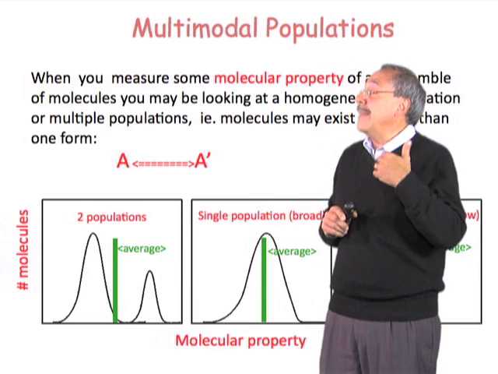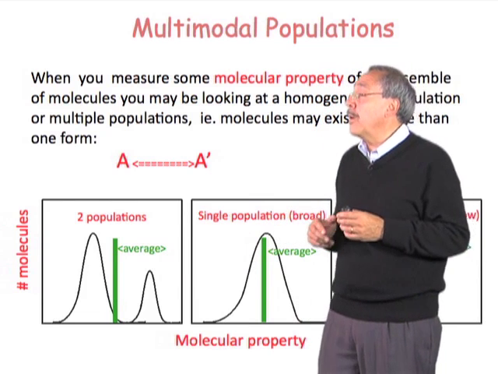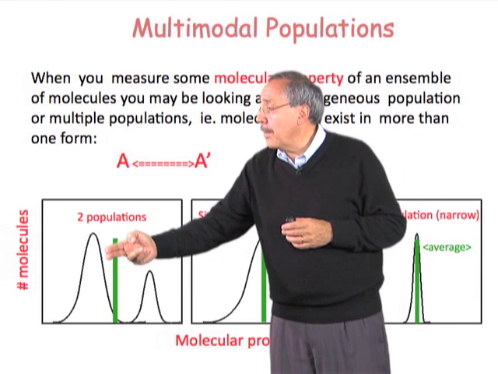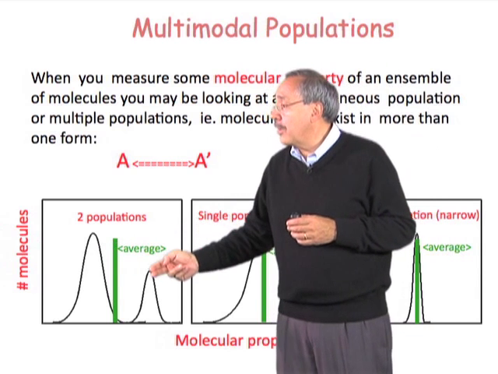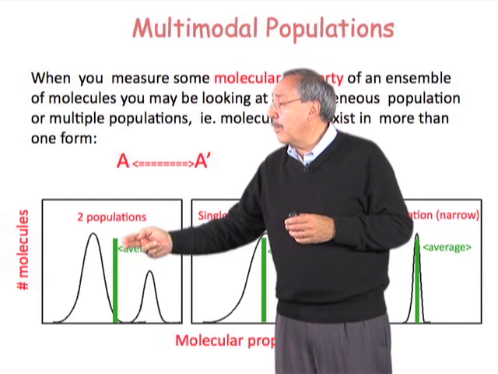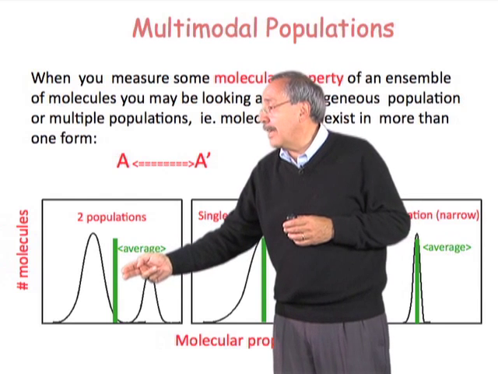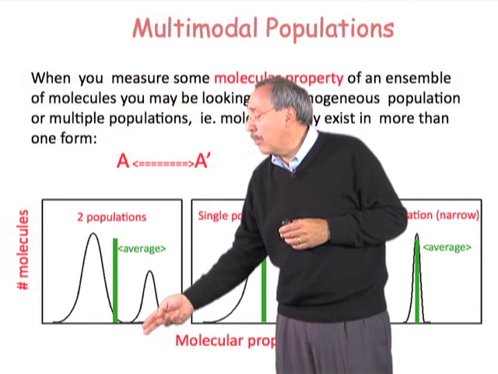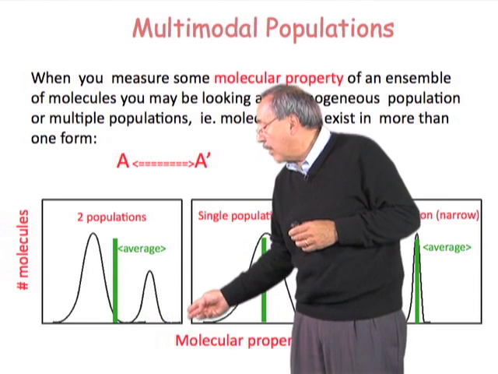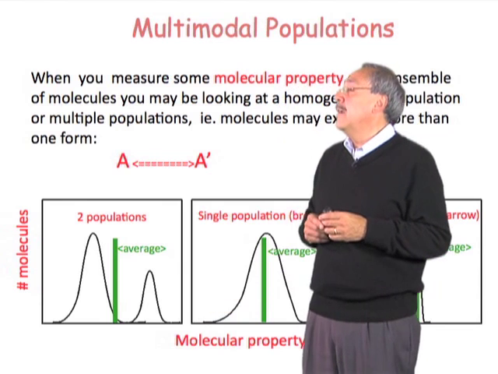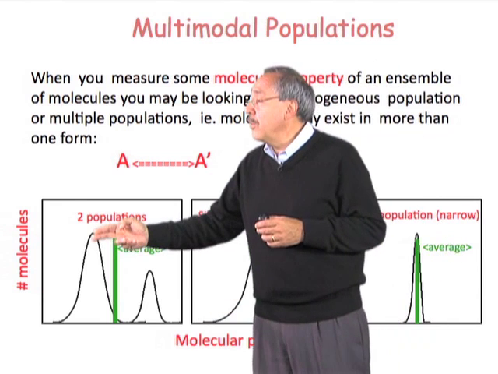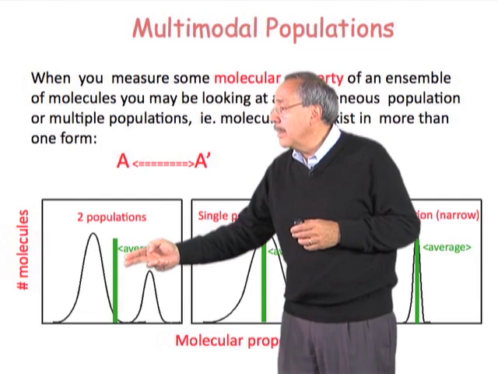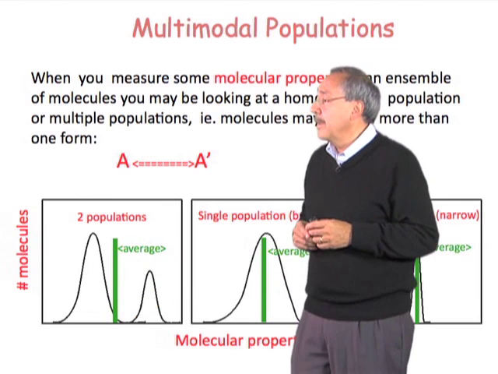If you are using an ensemble method, of course, what you are going to get is not information about the existence of this population or that population, but typically what you will get is actually the average of the two populations. That's the signal that you are going to measure, and the molecular property that you are going to actually be studying, in this case, is going to be the value given by this green bar, as indicated here.